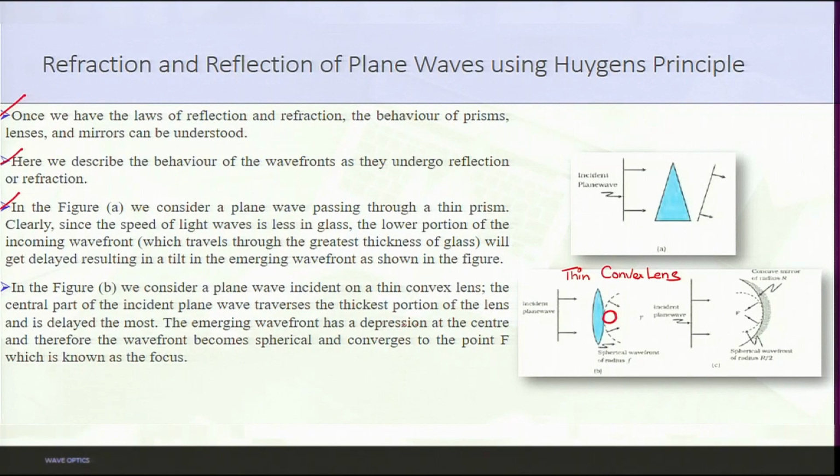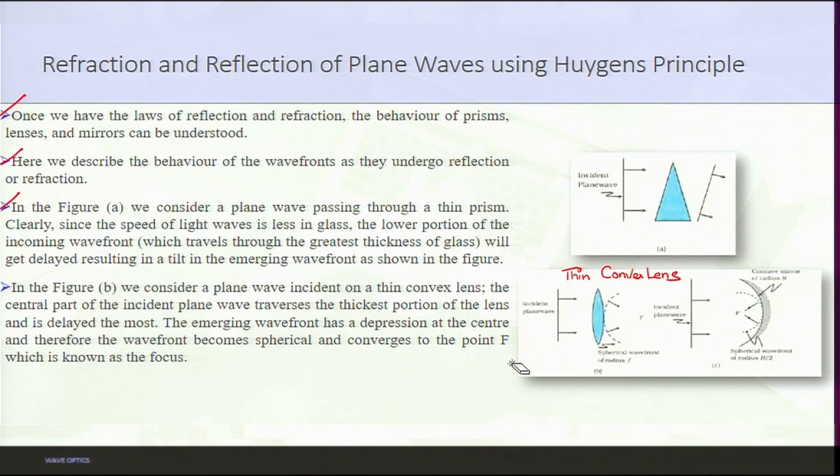So, the emerging wavefront has a depression at the center and therefore, the wavefront becomes spherical. Quite evident, you can see that it has taken the form of a sphere, and hence it is known as a spherical wavefront and converges to the point F. As you can see, all the wavefront's direction is now towards a particular center point, which is known as point F. This is that point F being talked about here.